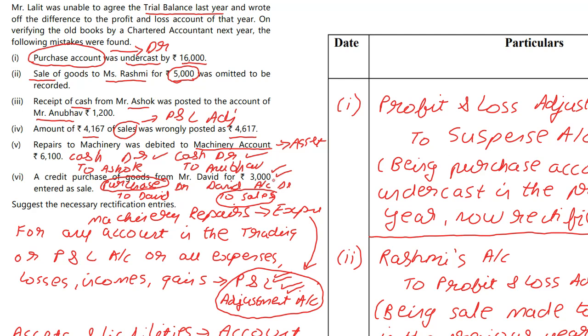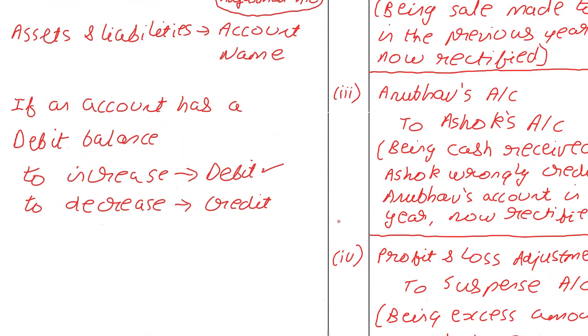Now, as far as Mr. David is concerned, the correct entry was to credit him by 3,000. Instead, you have debited him by 3,000. So to undo this, you need to credit him by 3,000, but you were supposed to credit him in the first place. So you have to credit him twice. So again, 6,000.